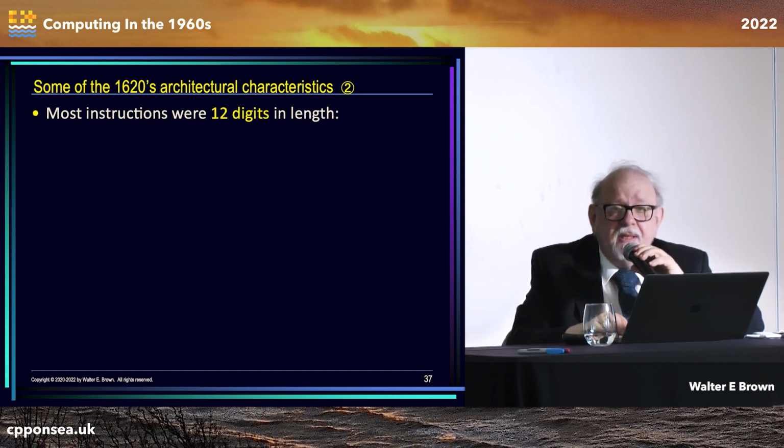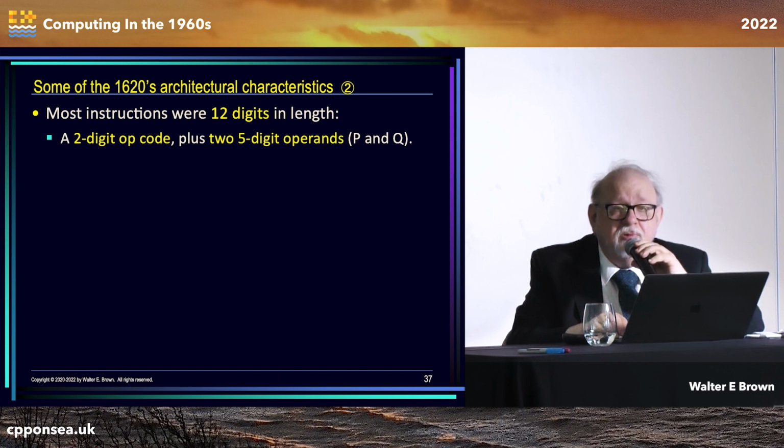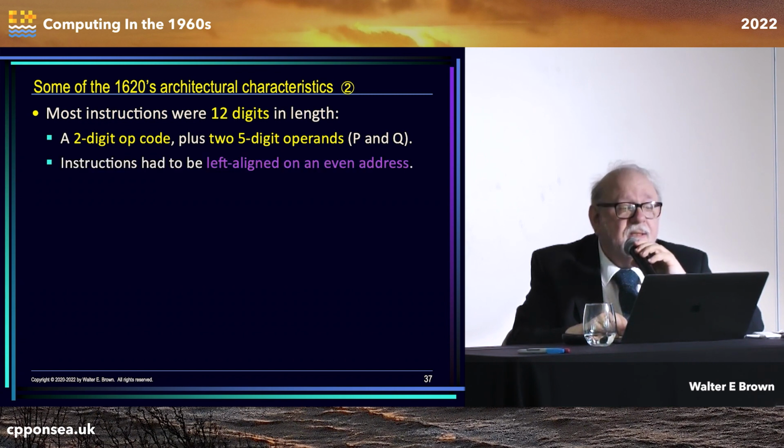In the 1620 machine language, every instruction, with only 2 exceptions, was 12 digits long. There's a 2-digit opcode and a pair of 5-digit operands, which we refer to as the P and Q operands. Instructions had to be left aligned on an even address. I don't remember what happened if it wasn't. We just never did it. The only 2 instructions that were not 12 digits long, one was a branch instruction, which only needed the opcode. I still remember, it was a 49. I don't know why I know that.